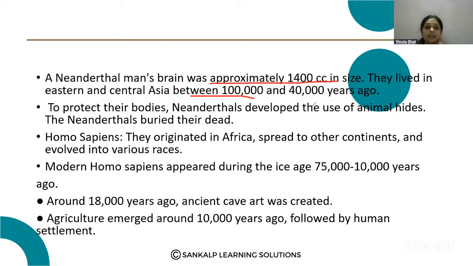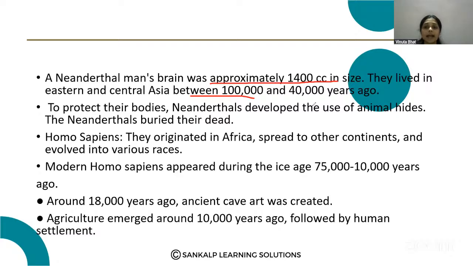Okay, and Eastern and Central Asia between 1 lakh to 40,000 years ago. So when did Neanderthal man appear? 1 lakh to 40,000 years ago. To protect their bodies, Neanderthal man used animal hides, and Neanderthals buried their dead bodies.